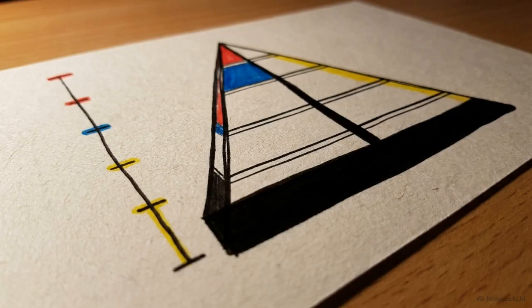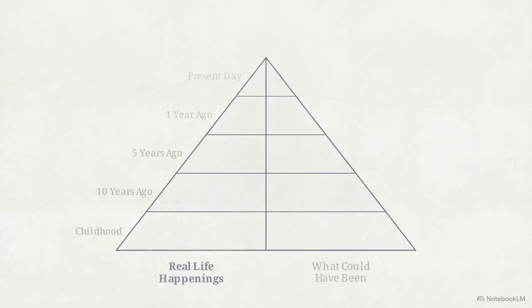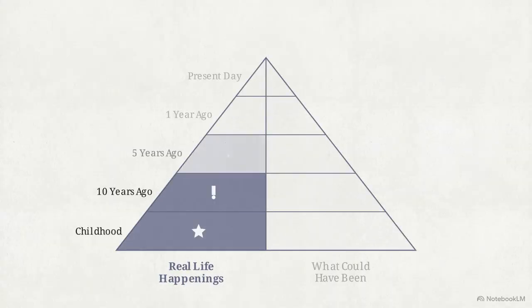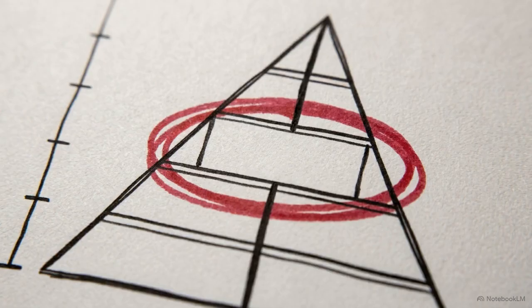This wordless structure acts as a physical barrier against self-justification. It removes the ability to hide behind a clever explanation. Populate the left side of the map first. Start at the base with childhood events and work upward chronologically to your current situation. You are not allowed to leave any empty cells.